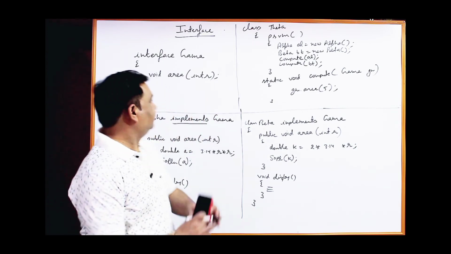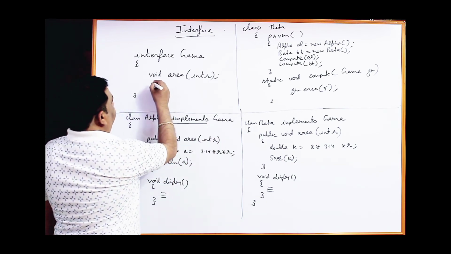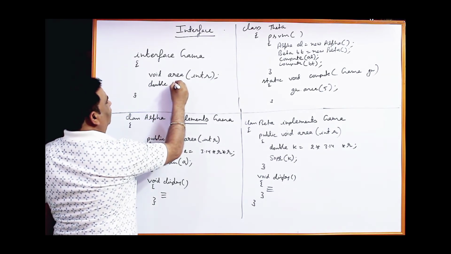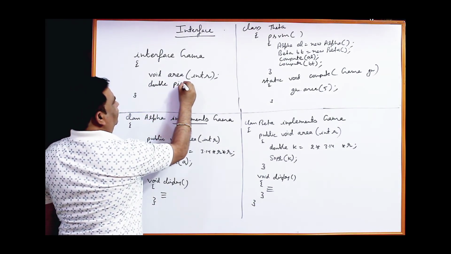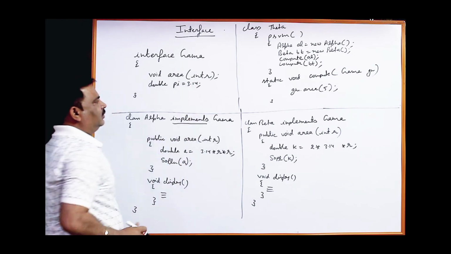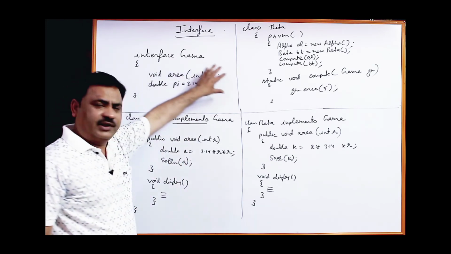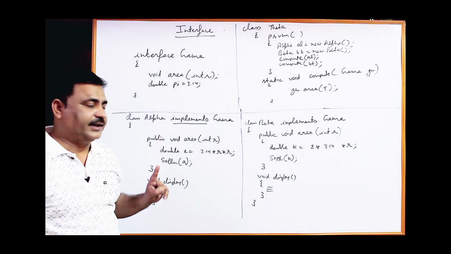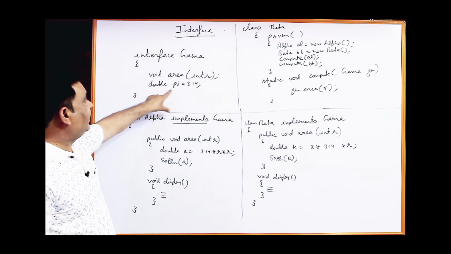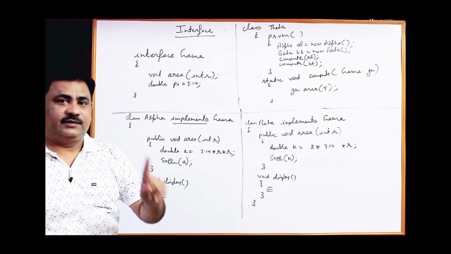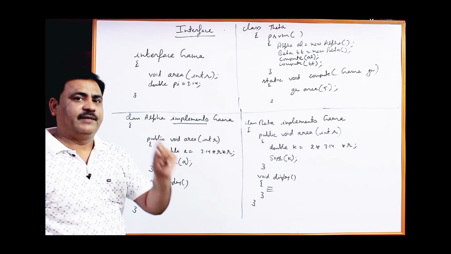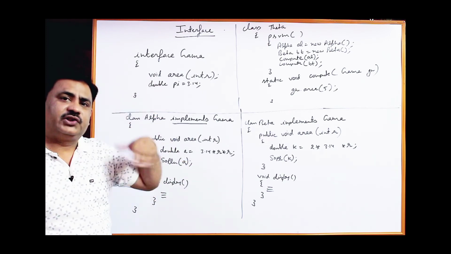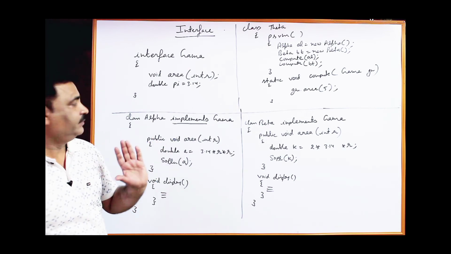And now one more important thing. If you declare one variable, double pi equal to 3.14, you can also declare any number of functions and any number of variables here. You can only declare, you cannot define in the interface. This variable first of all is by default a constant, final. Final is the keyword; when we write it before any variable, it becomes constant. It is by default constant, as well as static.